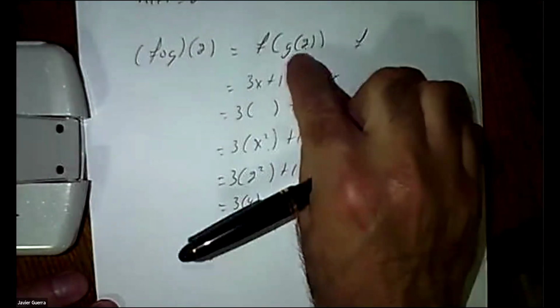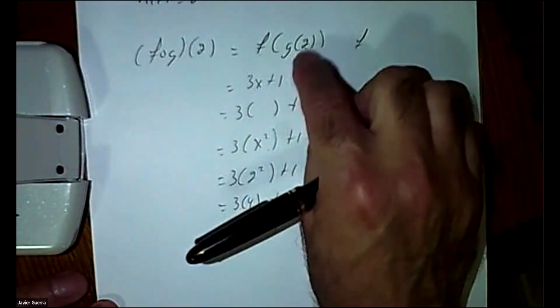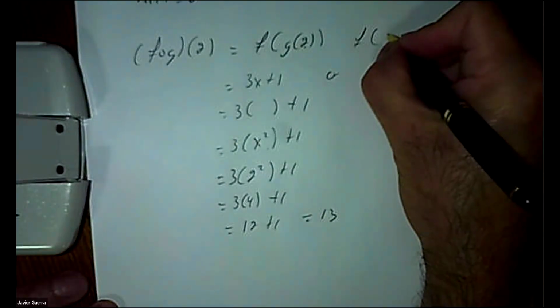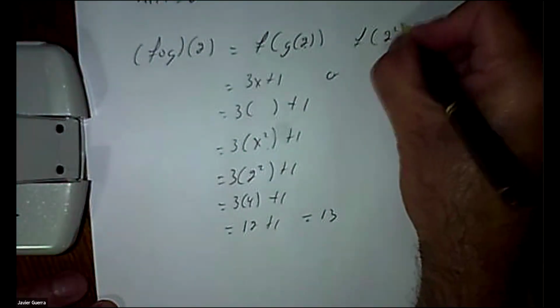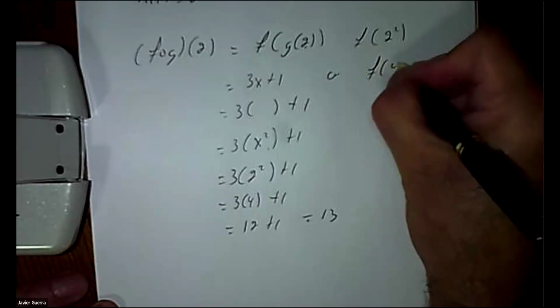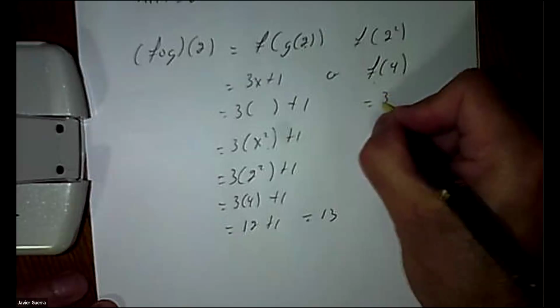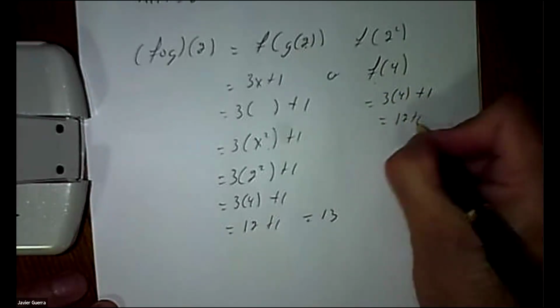Or you could evaluate the inside first. I'm going to substitute 2 in for my g of x. So that would be 2 squared, which is equal to 4. And now I'm going to get my f of x and substitute my 4 in. So that gives me 12 plus 1. I get 13. Right, so either way, you get 13.